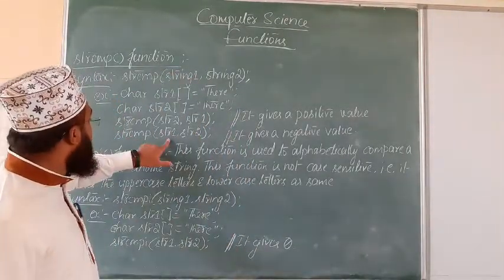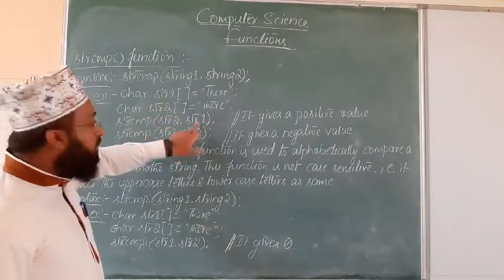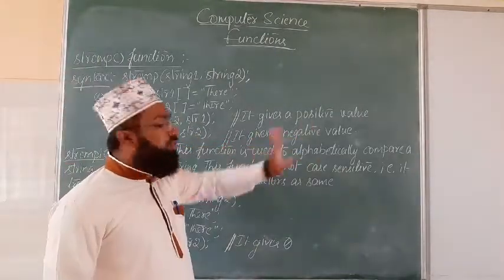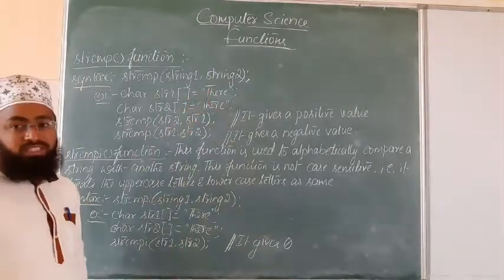And then strcmp(str1, str2). First we had taken string 2, then string 1. Now we are taking string 1 and string 2 here. It gives a negative value. And it gives 0 if both are the same.